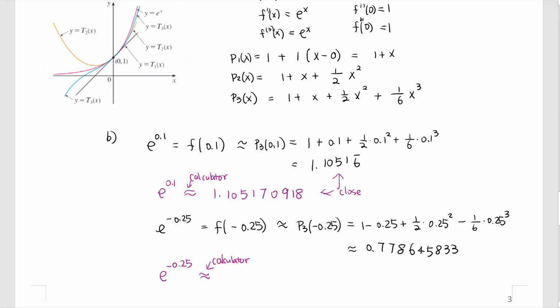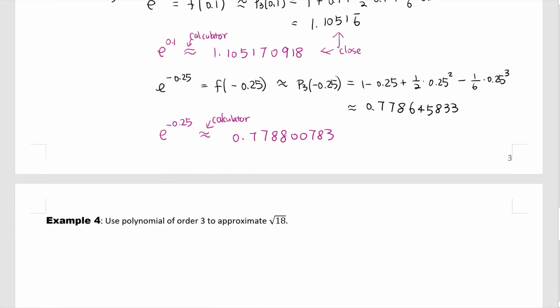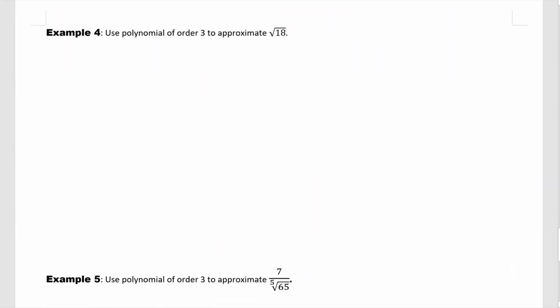What do we get? So e to the negative 0.25, we have 0.778800783. Are they close? Sort of, at least the first 3 decimal places are the same. Alright, so that is the Taylor polynomial approximation.